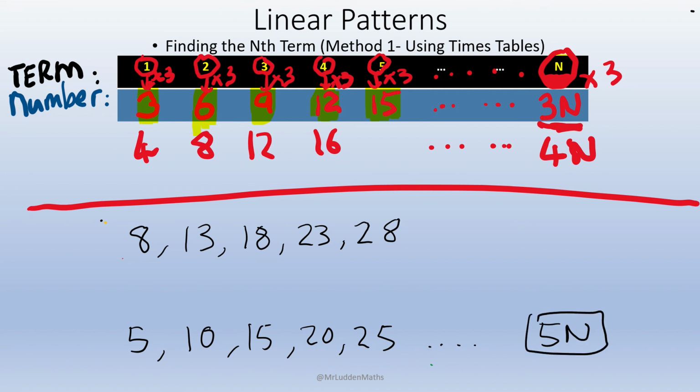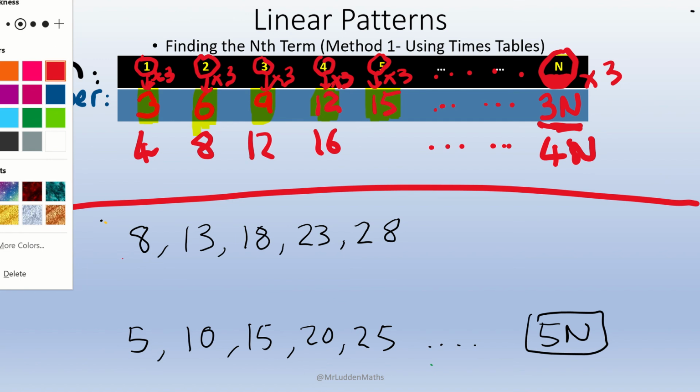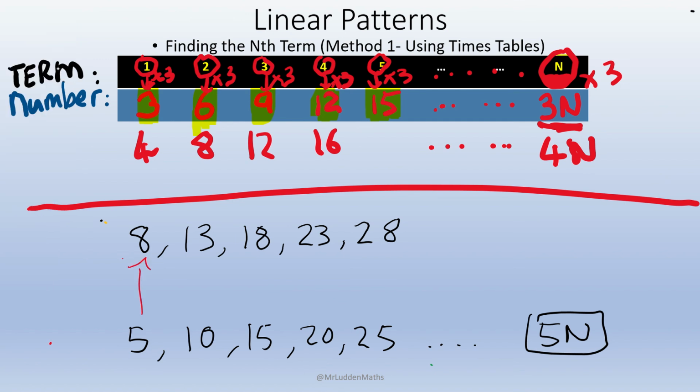So my original question here is going up in 5s as well, but what you have to ask yourself is, how would I get from my original 5 times tables up to what's asked in my question? So how would you get from 5 to 8? Well, you're going to add 3. How would you get from 10 to 13? You're going to add 3. How would you get from 15 to 18? You're going to add 3, and that's going to be the same way all the way across, plus 3.